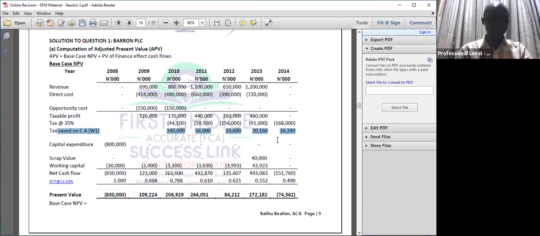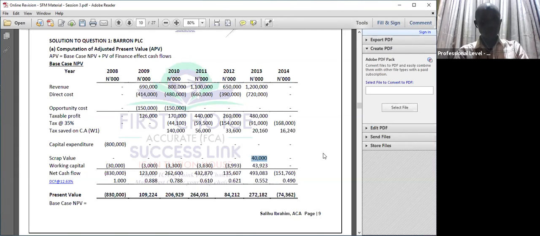Having done that, then capital expenditure is 800,000. That's the initial outlay. We are told it will be paid immediately. That's 800,000. Then I need to include my scrap value. My scrap value will occur at the end of the project. The project ends in 2013, please don't get it wrong. So I'm going to treat the scrap value in year 2013.